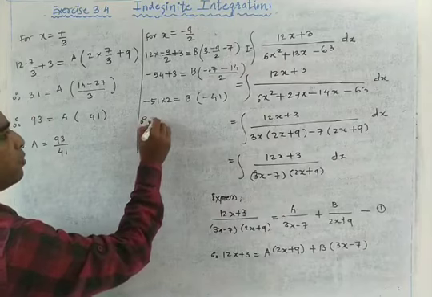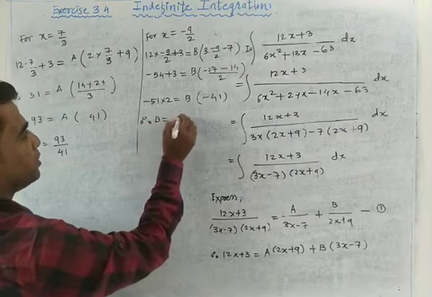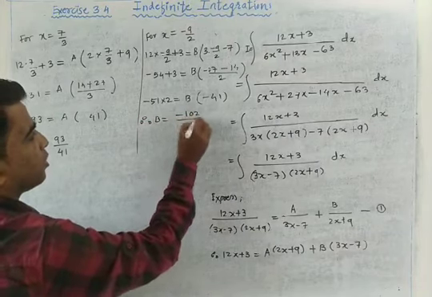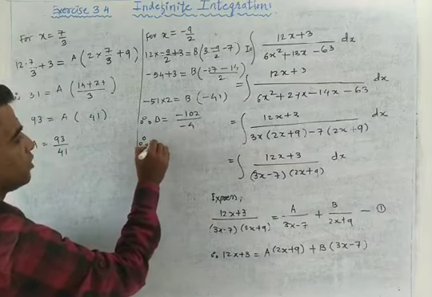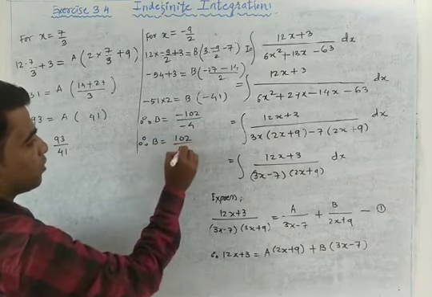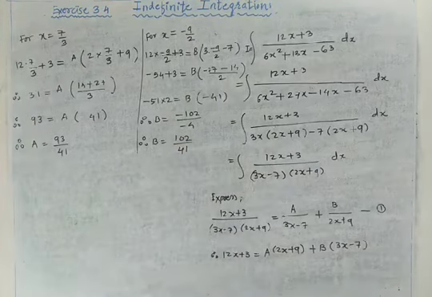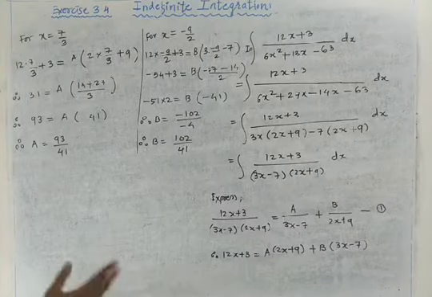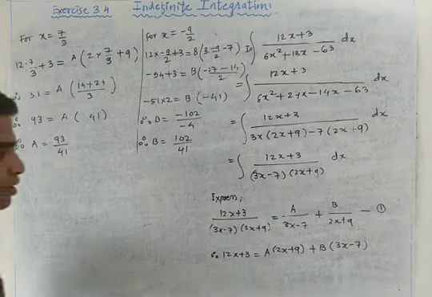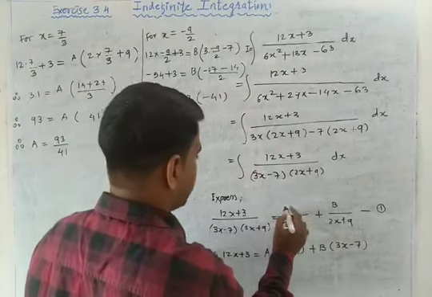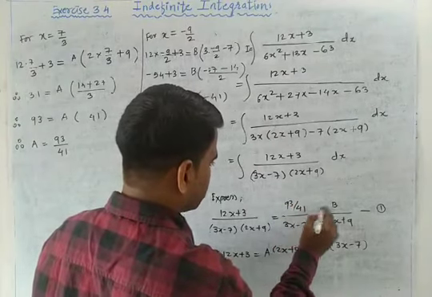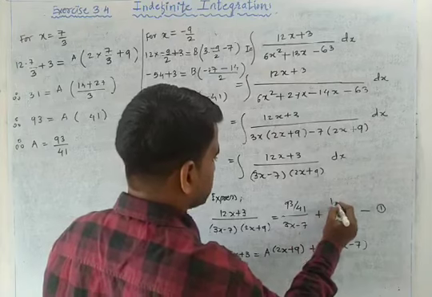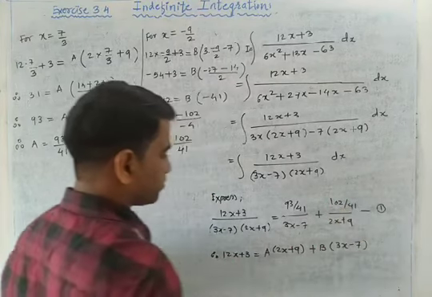Now simplify it properly. So B = −102/−41. Therefore B = 102/41. Please check the values of A and B properly. Once you get the correct values of A and B, directly rewrite equation number 1. In that equation number 1, replace the value of A with 93/41, and the value of B with 102/41.